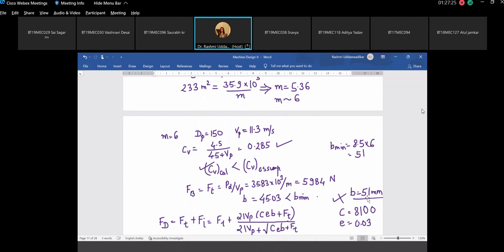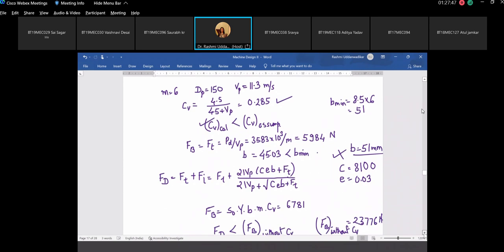And as the weight of the shaft increases, the bearing which you are designing to support the shaft also becomes costlier. So we are always trying to economize so that we have the minimum size, but it is still safe and strong enough. A good practice is to go with B minimum if it is safe. If it is not safe, then we increase the value of B.